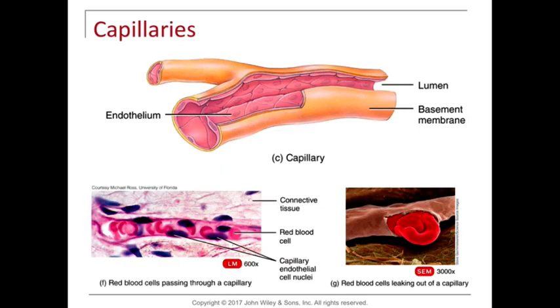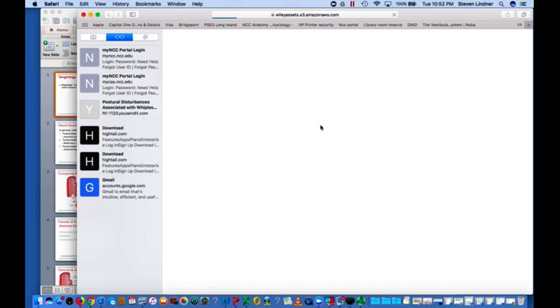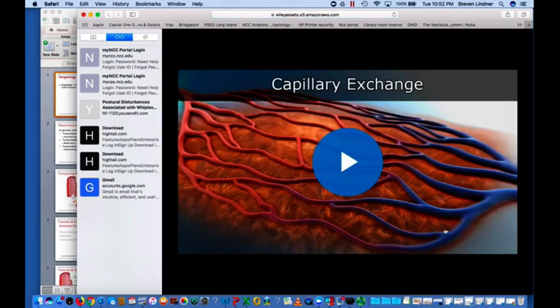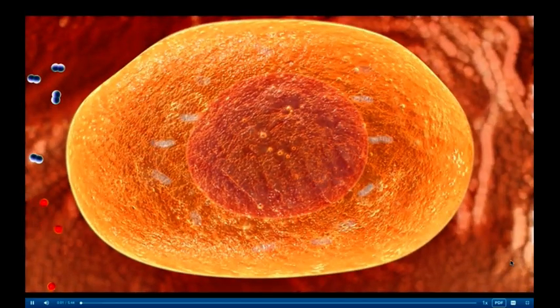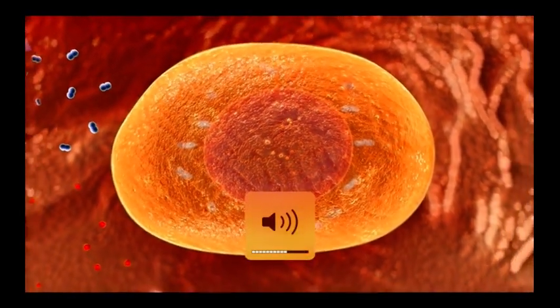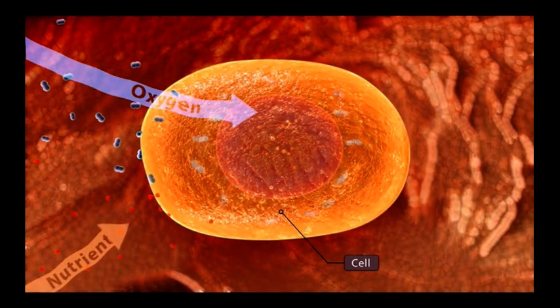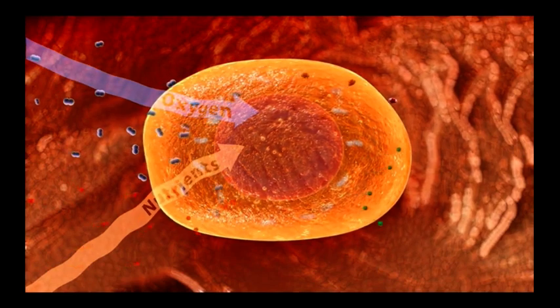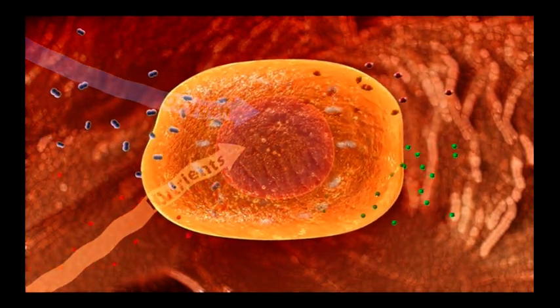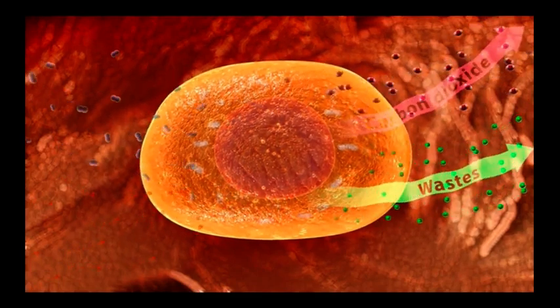Okay, let's talk a little bit about capillaries. Let's look at capillary exchange here. The survival of every cell in our body depends on its ability to obtain the gases, nutrients, and other substances needed to complete all of its chemical processes. Cells also produce byproducts and wastes that must be transported away from the cell.